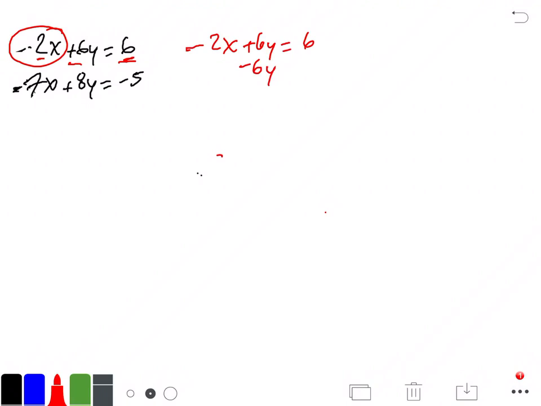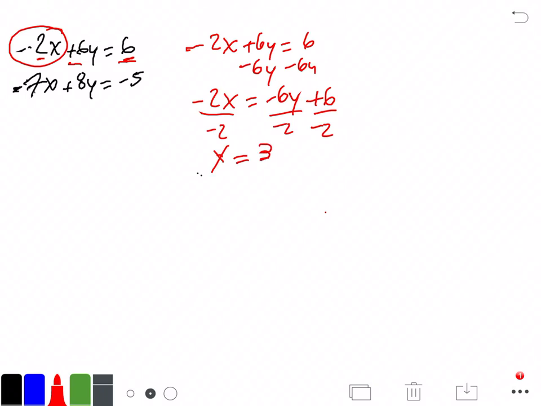Now, when you're solving that top equation for x, and I'll do all the work over here, first thing you have to do is subtract 6y from each side. You're left with -2x equals -6y plus 6. Divide everything by -2, be careful of your signs, and x is going to equal 3y minus 3. So there's my x value.